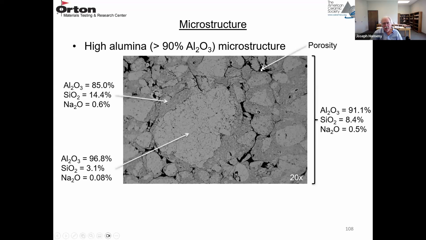The black is the porosity. And then you can see the bonding matrix, which is about 85% alumina and 14% silica. So the bonding matrix is going to be high mullite content and some corundum.